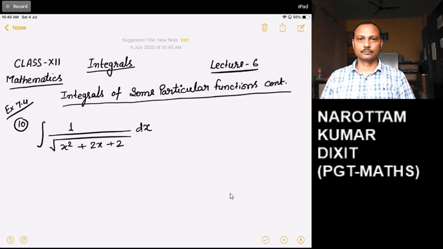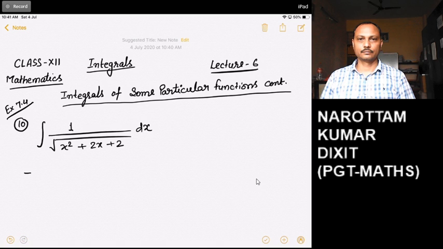Now, in the previous lecture, lecture 5, some particular type of questions were left. So, I am taking here to complete the exercise 7.4. So, integrals of some particular functions is continued. The question number 10 in the exercise was: find the integration of 1 upon under root x square plus 2x plus 2 dx.